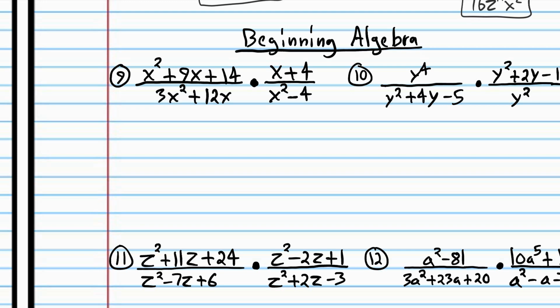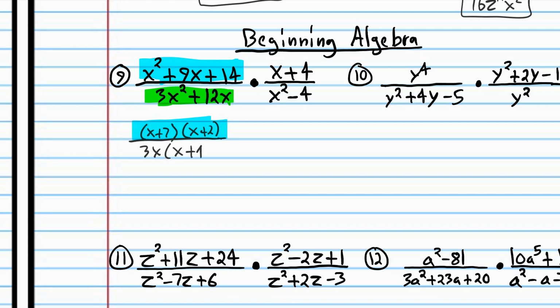So first we'll factor x squared plus 9x plus 14. So that will be x and x, and what two numbers multiply to 14 and add up to 9? That would be 7 and 2. All right, then we're going to factor this green part here. So we're going to factor out the greatest common factor. That would be 3x. And you're left with x plus 4 inside.